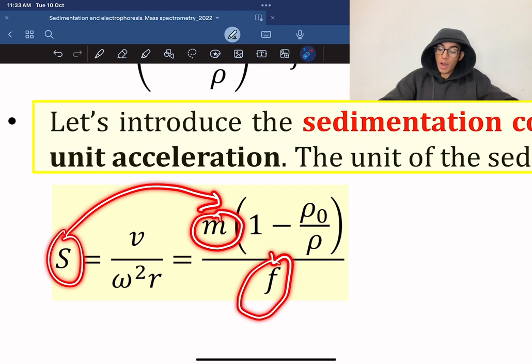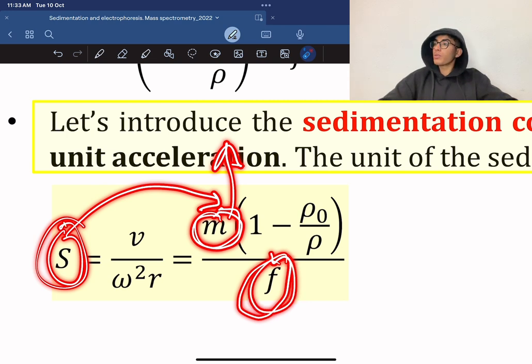Now the mass is very self-explanatory. Mass increases, S increases. And then F increases, oh, what happened?